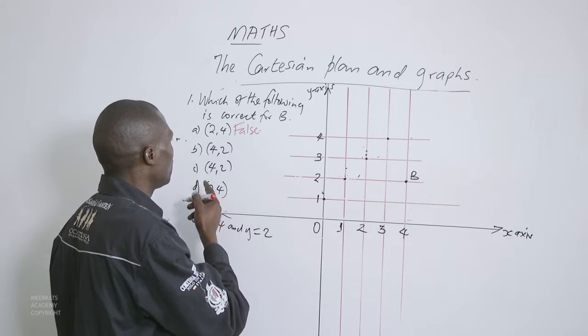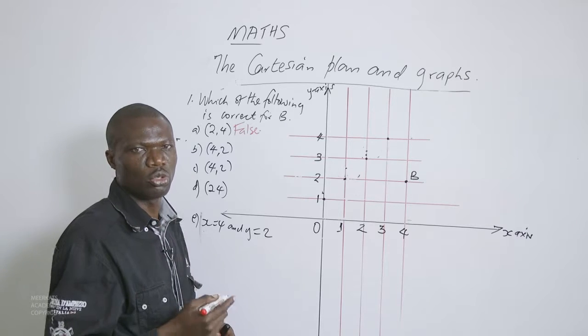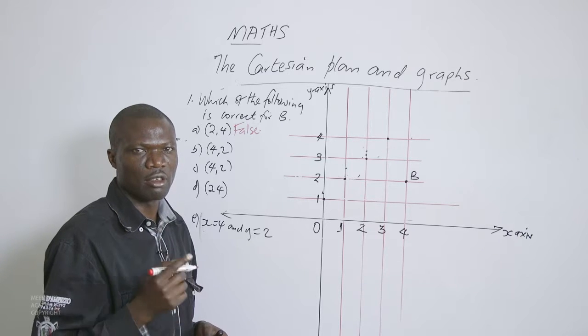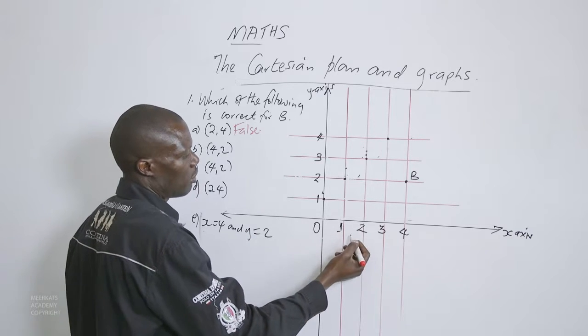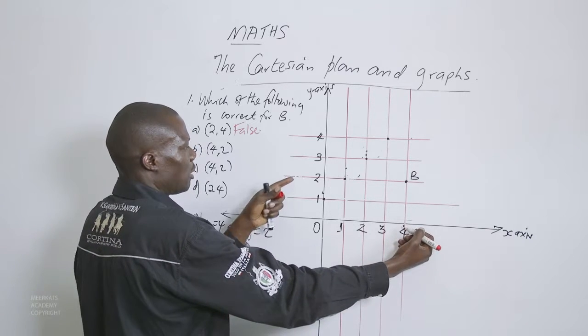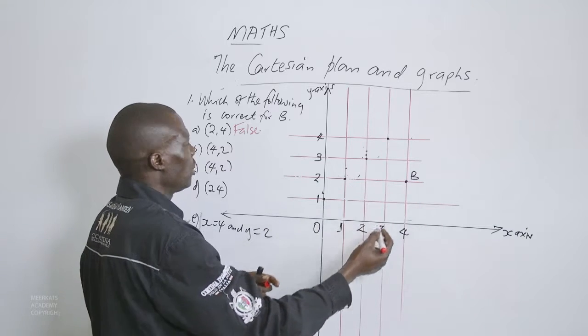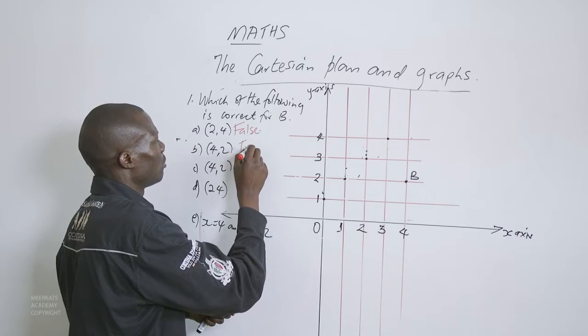Look at the second one. It's a coordinate. It reads 4, 2. The value of x is 4, and for y is 2. So we have 1, 2, 3, 4. 4 is here and 2, so this one intersects at B. So this one is true.